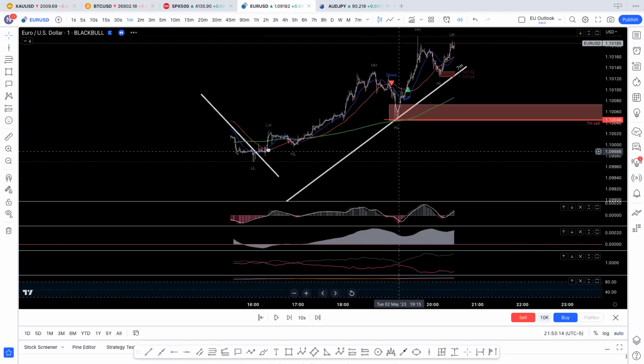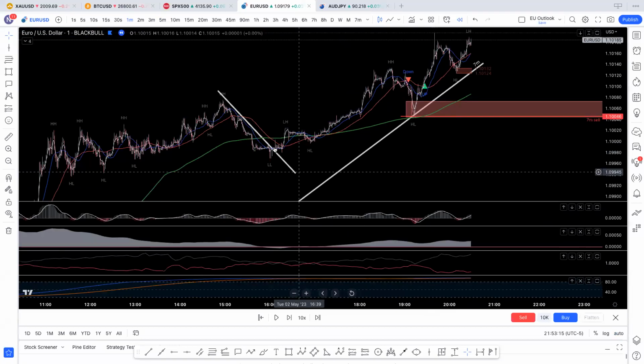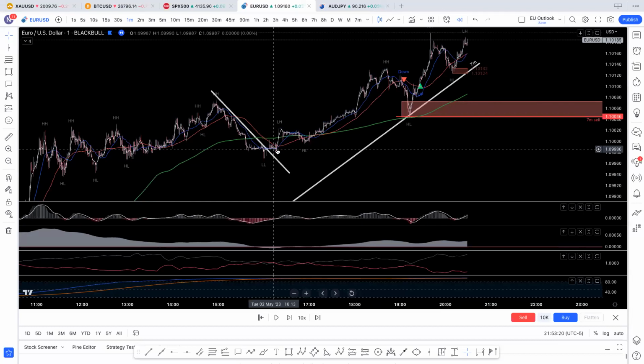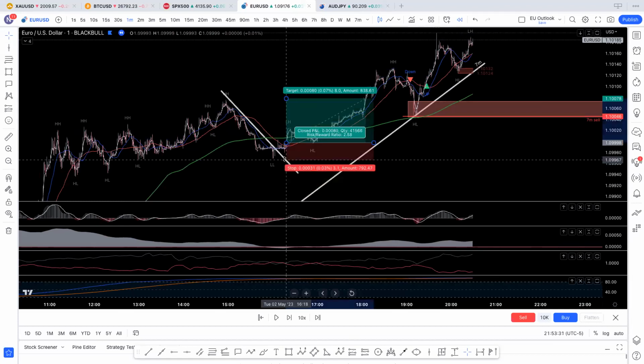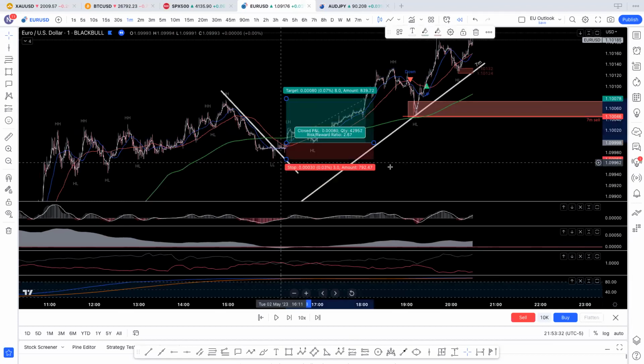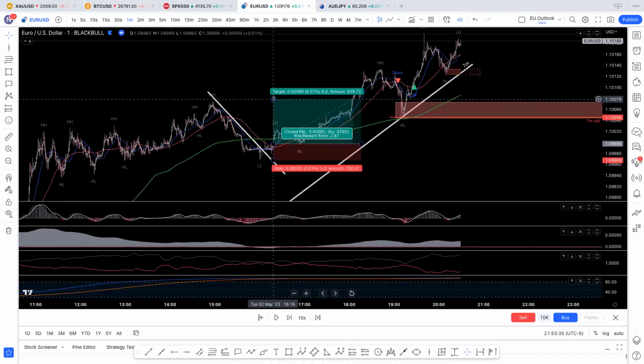Which occurred right here. And what happened in a scenario like this is I would get in for the buy. I would set my stop loss right here for at least a 1 to 2, at minimum.